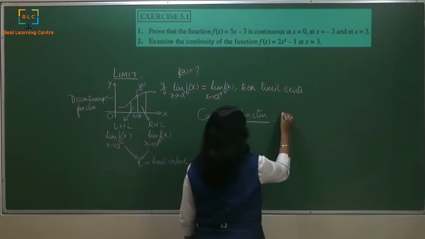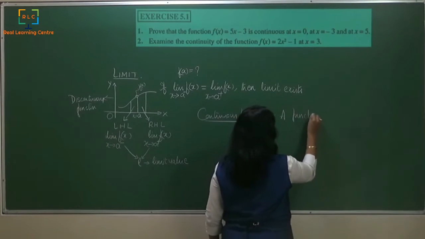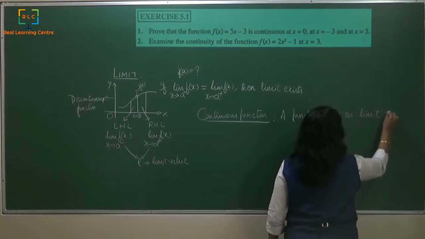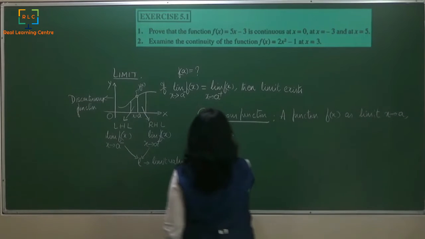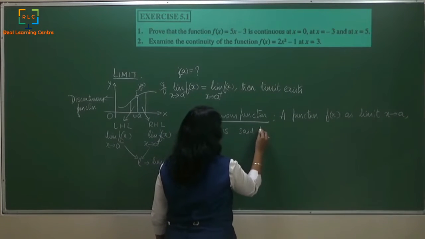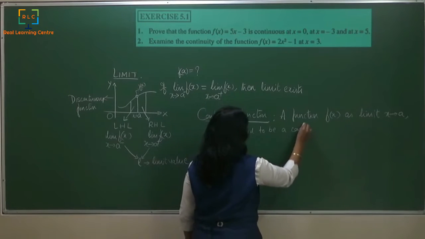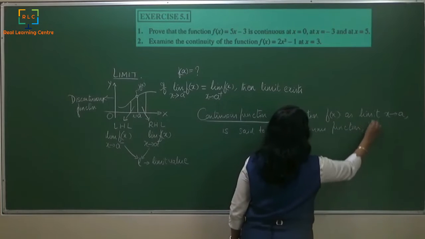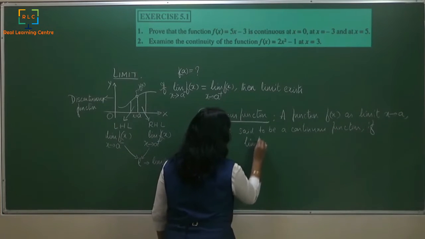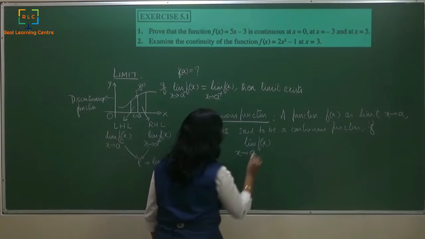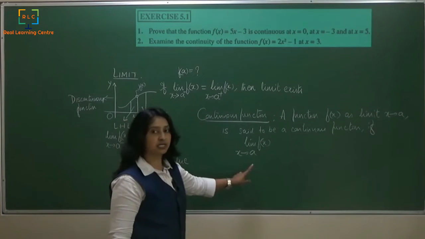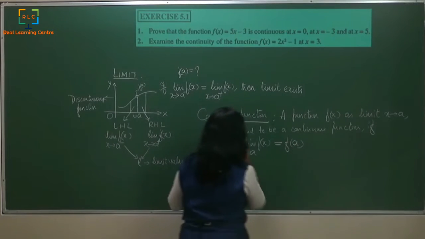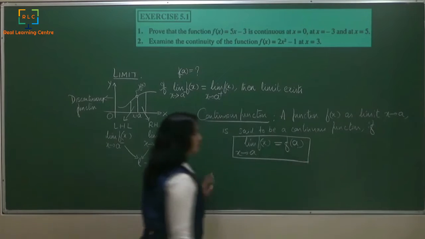So what is a continuous function? A function f of x is said to be continuous at x tends towards a if the limit of f of x as x tends towards a, which includes both LHL as well as RHL, a minus as well as a plus, is equal to f of a. This is the definition of a continuous function.